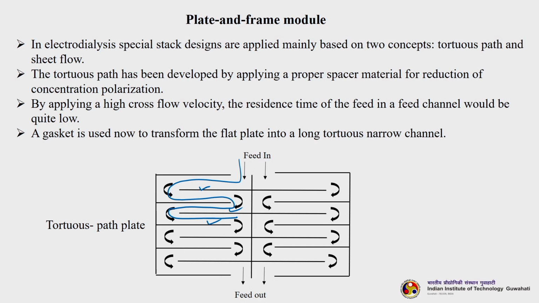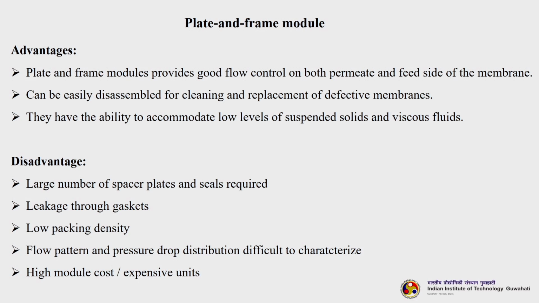So, that is the aim, to have such a type of flow. The advantages of such modules, the TF or plate and frame module, is that they provide good flow control on both the permeate and feed side of the membrane, and they can be easily disassembled. This is one of the most important things while designing the module, for cleaning and replacement of defective membranes.